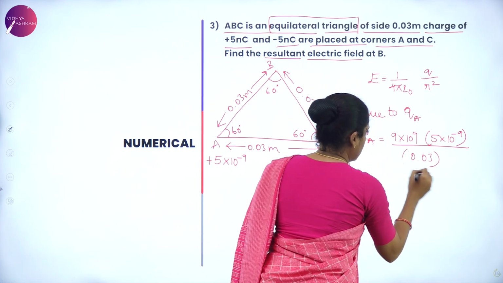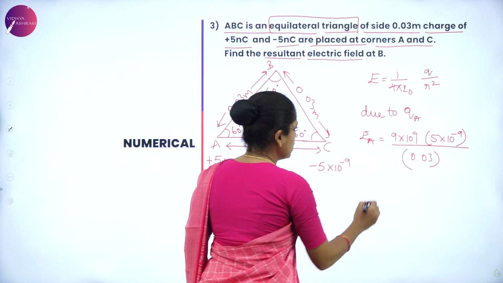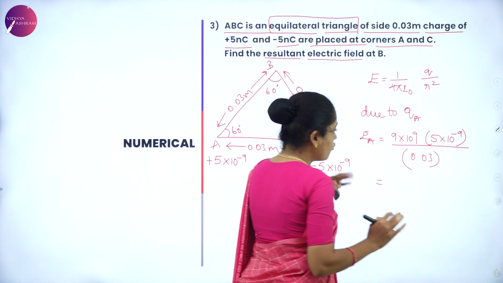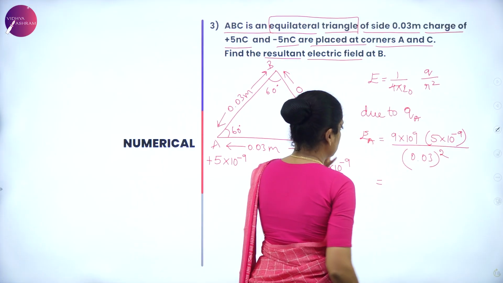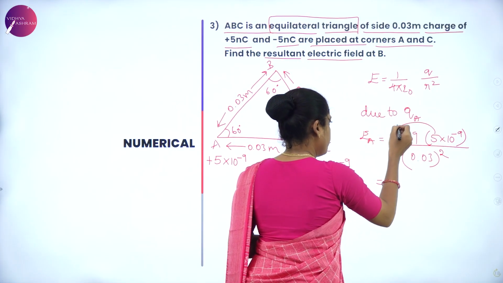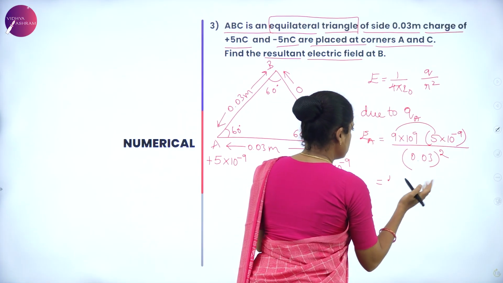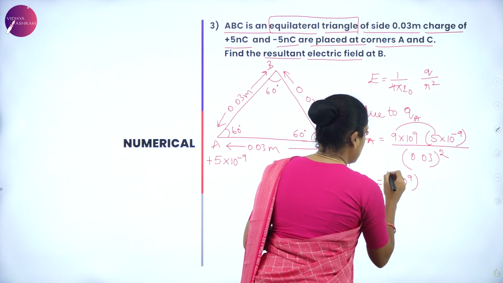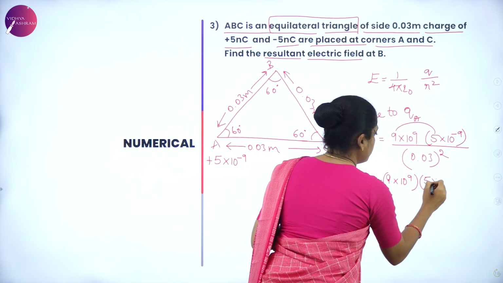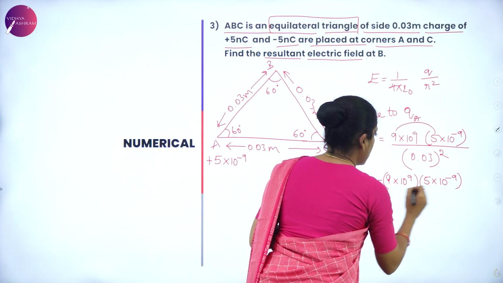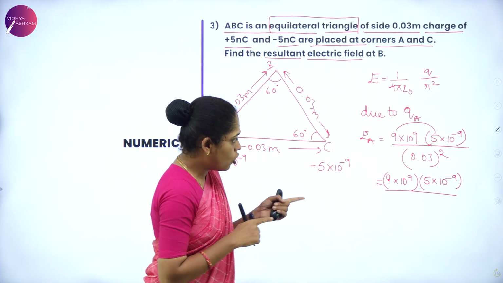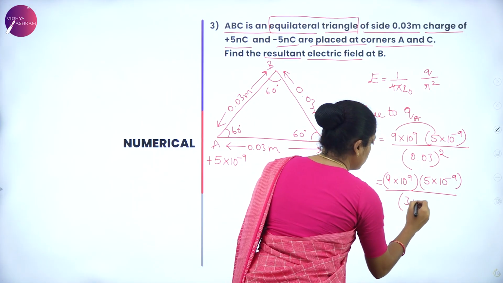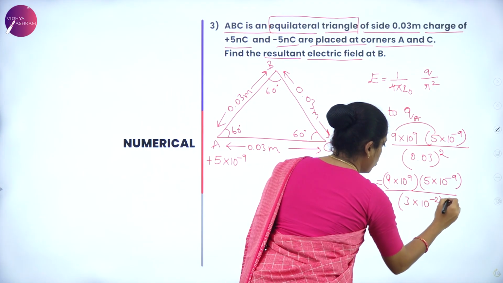Okay, let us simplify this. 9 5s are 45, and I forgot to write the square here. Or else you can keep it as it is: 9 into 10 power 9, 5 into 10 power minus 9, and let us write this denominator in terms of 10 power, then 3 into 10 power minus 2 whole square.